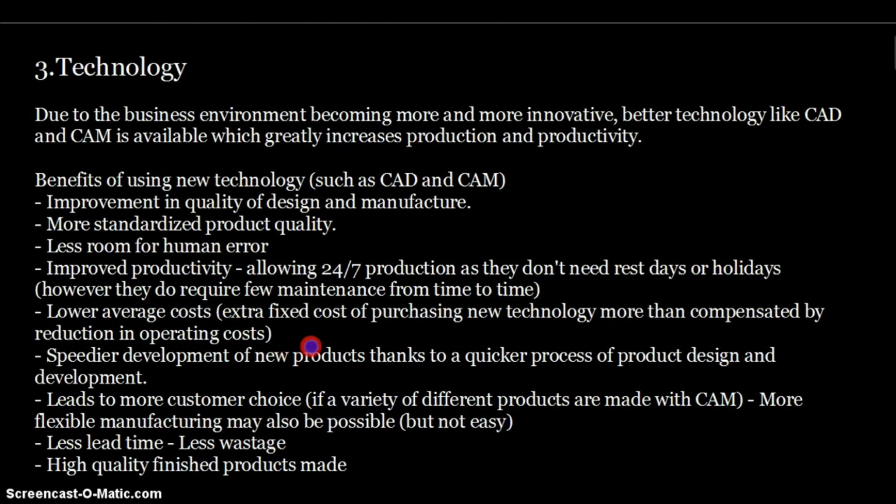Now, speedier development of new products, thanks to a quicker process of product design and development. Since you are able to design and develop hand in hand using new technologies such as CAD and CAM, that means there's a speedier development of products. The development stage goes smooth and fast. This leads to more customer choice as well, if a variety of products are made with CAM, computer aided manufacturing. More flexible manufacturing may also be possible, but it's definitely not easy. There will be less lead time, less wastage, and high quality finished products made.